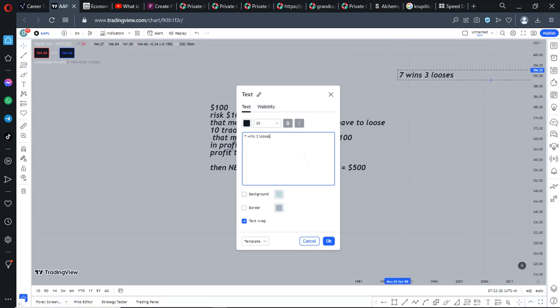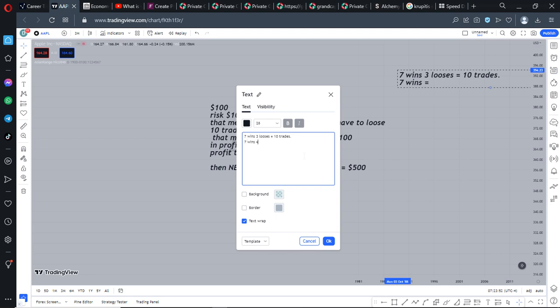So we have 7 wins and 3 losses, which equals 10 trades, right? Now remember the cash flow, and how we can use it to maintain our trade account. Then we now solve the math.